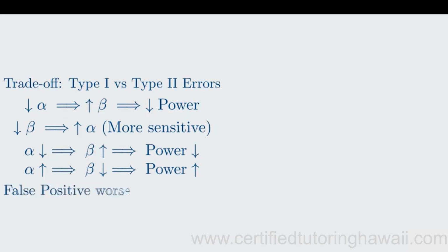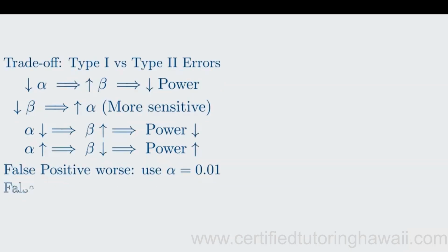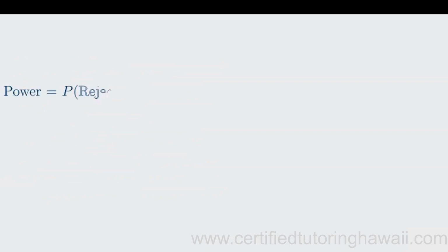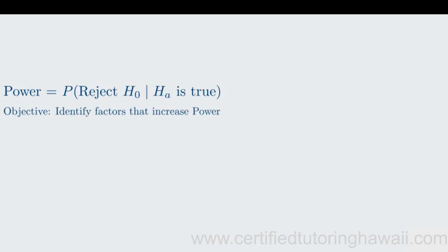When you are asked on the exam to choose a significance level, look at the consequences. If a false positive is worse, use a small alpha like 0.01. If a false negative is worse, use a larger alpha like 0.10 to boost your power. Now that we understand the trade-off between alpha and beta, let's focus specifically on power. Remember, power is the probability of making the right call when an effect actually exists. Power is our friend. We want it to be high, ideally 0.80 or higher.